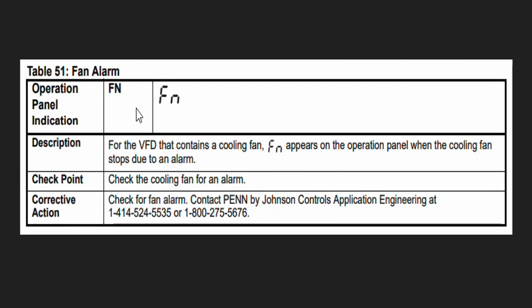FN means fan alarm. This happens when the fan of the VFD is not working. So you need to check inside the VFD that the fan is working properly. If it is not working, then you need to remove the fan, check where the fan is connected, and power on the VFD. You can check with the multimeter whether there is 24 volt DC or 230 volt AC. If voltage is coming, it means your fan is faulty, so you can replace the fan.